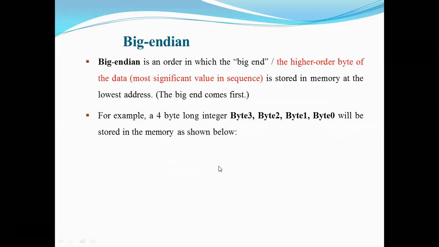There is one more kind of processor, you have big endian. Don't think that big endian is a processor. They are telling you about how the data is stored in the memory in all the processors. So here they can follow either little endian or big endian. So what is big endian? The higher order byte of the data, that is the most significant of the data, is first stored at the lowest address. That's why the big end comes first. That's why the name is given as big endian.